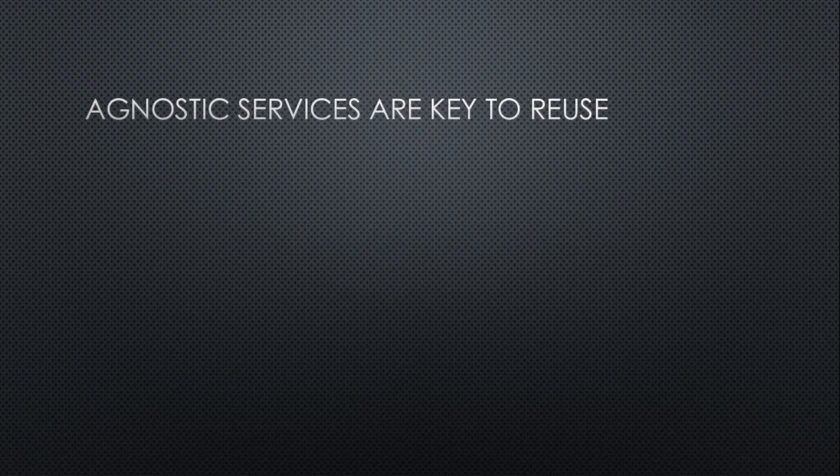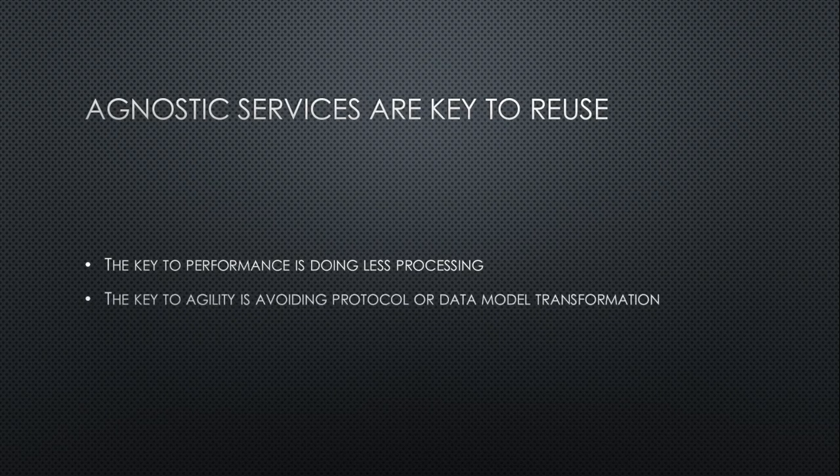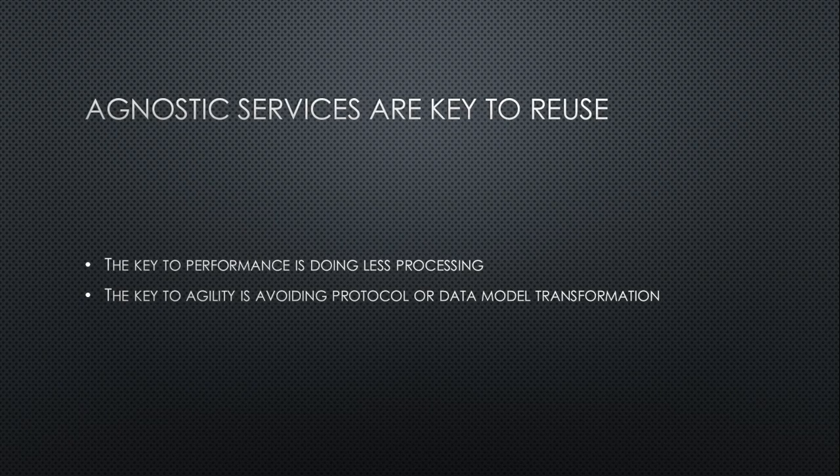What does that mean? Agnostic services are key to reuse. The key to performance, in general, is doing less processing. So if you build a service that doesn't need to do any processing, it doesn't need to do protocol transformation or data model transformation, it just reads the inputs and writes the outputs, that's going to be the highest performance service you can do. The key to agility is avoiding protocol or data model transformation, because the agility comes from not having to do any additional work.